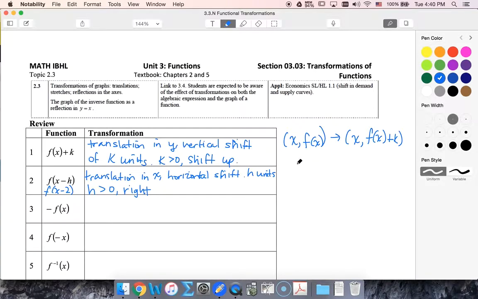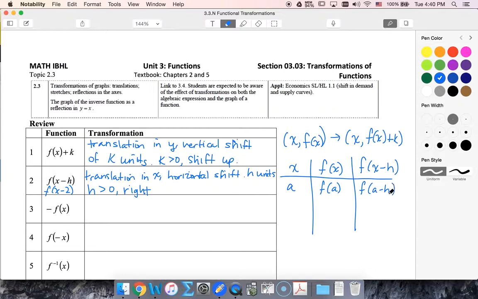So let's look at why that's true. If I think about a table of values, let's go with x, and then my original would be f of x, and now we're also going to look at f of x minus h. So let's say we plugged in some value a. We would get out f of a. Here we would get out f of a minus h. If I had a plus h, here I would get out f of a plus h. Here I would get out f of a plus h minus h, which would be f of a.